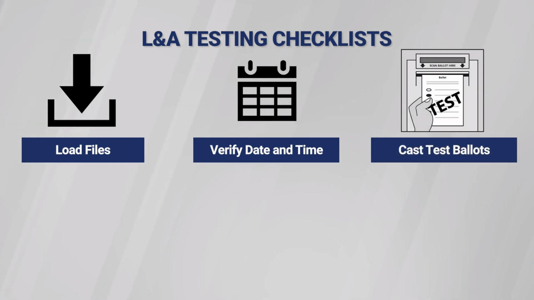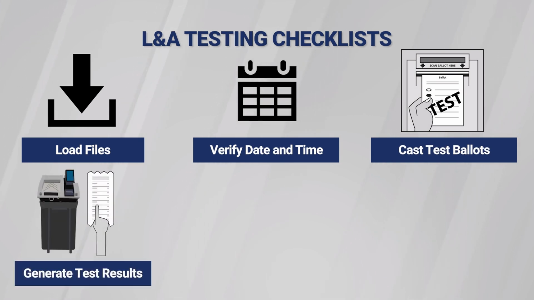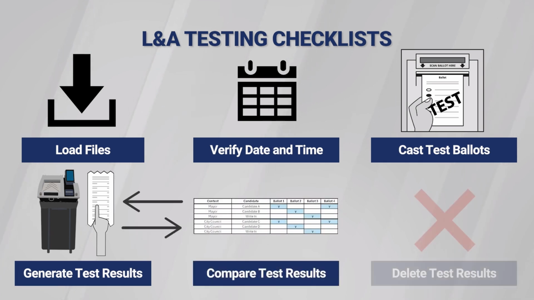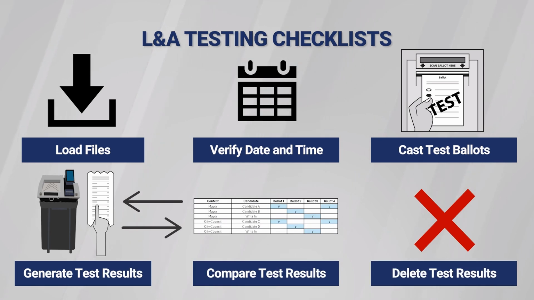Cast test ballots that include a predetermined pattern of votes. Generate test results from the voting system. Compare the test results to the expected results. And delete test results from voting equipment when the test is complete.